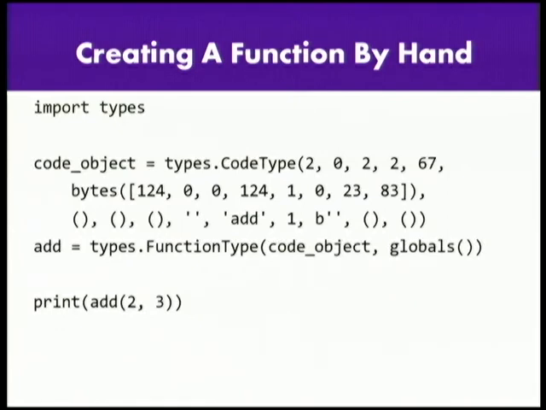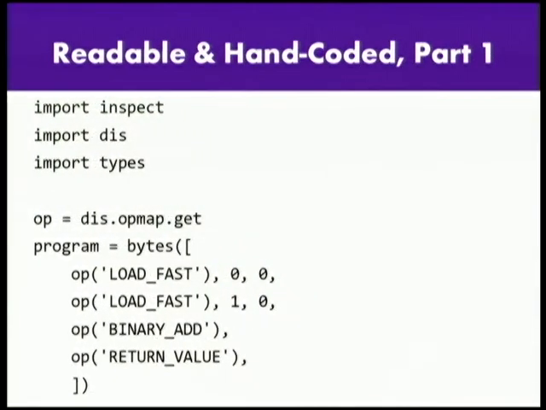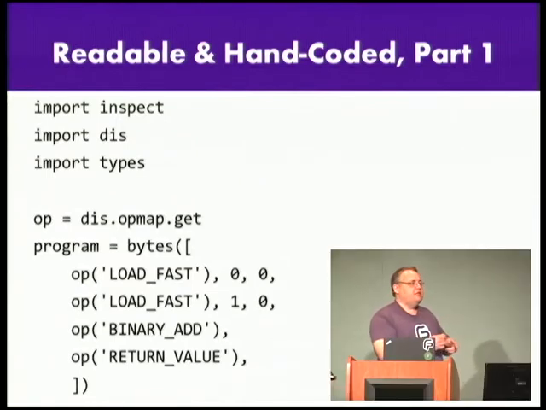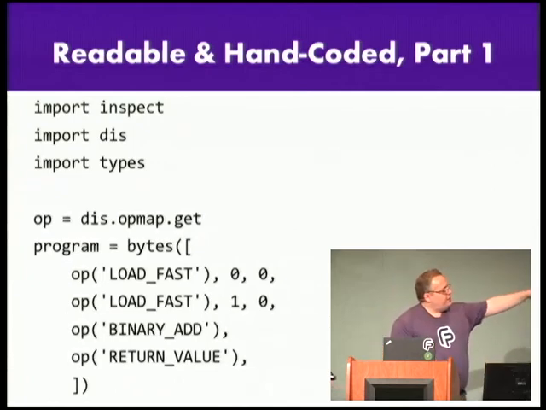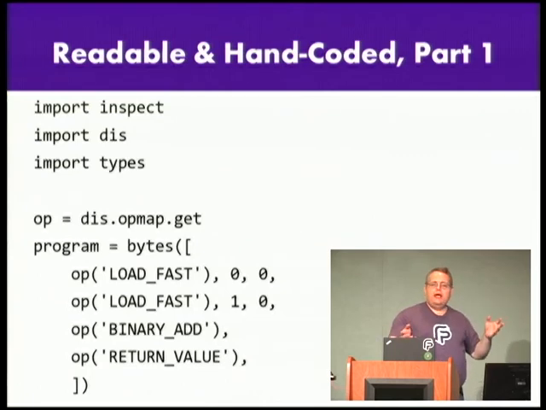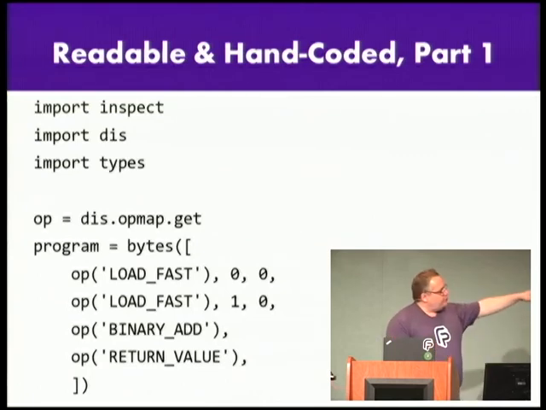So now I'm going to do this again, but I'm going to make it readable, and that's going to take me 3 slides. So we start with importing 3 things: inspect, dis, and types. Inspect gives us some symbols that we need. Types gives us those things that we need for function object and code object. Dis also gives us some more, the ability to turn strings into opcodes. So op is going to be a dumb little function that just takes a string and turns it into an opcode number. And here's our program right here.